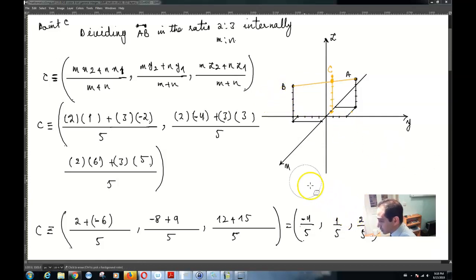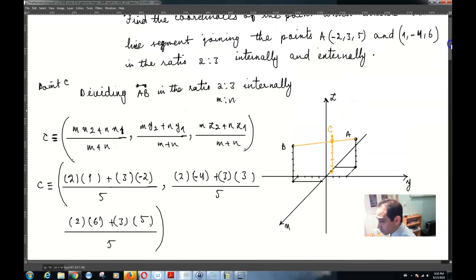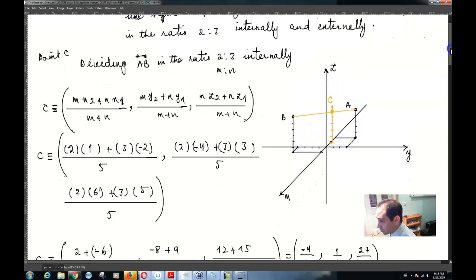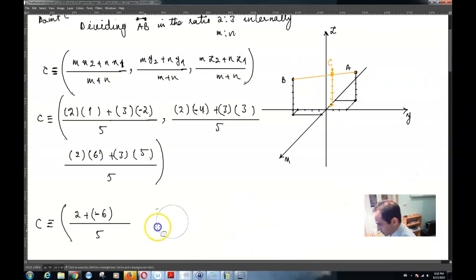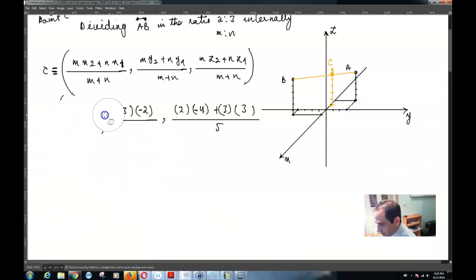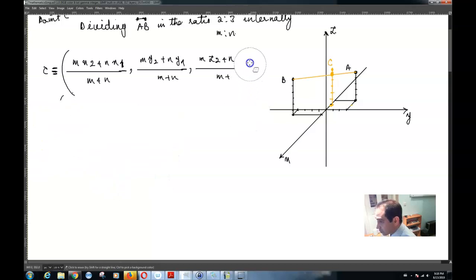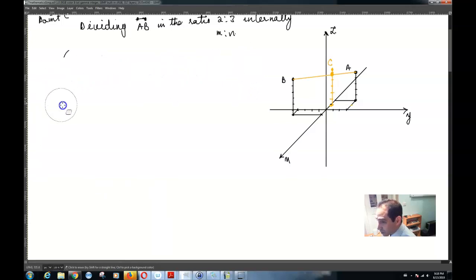So that is that. Now the second part of the question is a little bit more complicated, because it is external division of the line by a point. And so let's do that as well and see what we get.